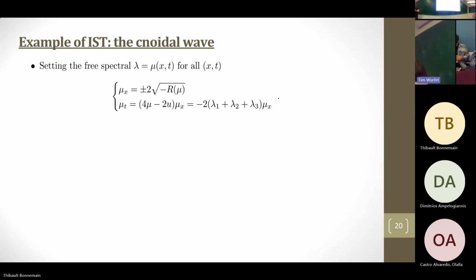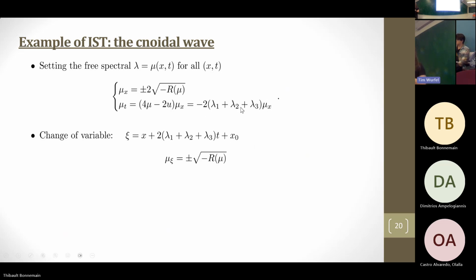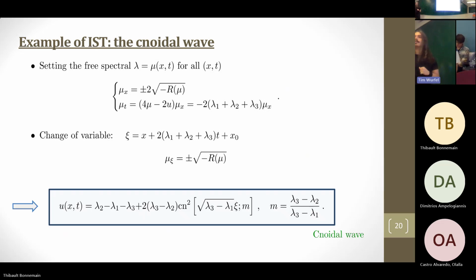But then you can also realize that mu t is proportional to mu x. And so you can solve this system by introducing a new variable xi, and you reduce the system of equations to a single ODE, this one. And this you can integrate, and finally you end up with a cnoidal wave solution, which takes this name because of the Jacobi elliptic Cn function.